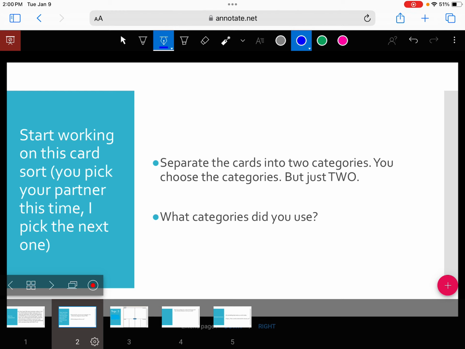Take one more minute and finish dividing these into two categories. Just two. Two piles. Group it somehow. I have not given you any more information than that.